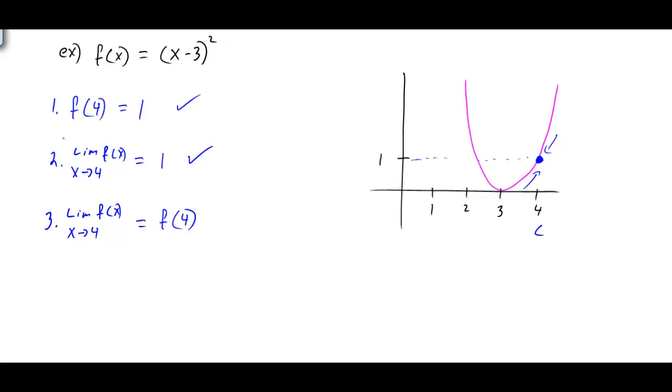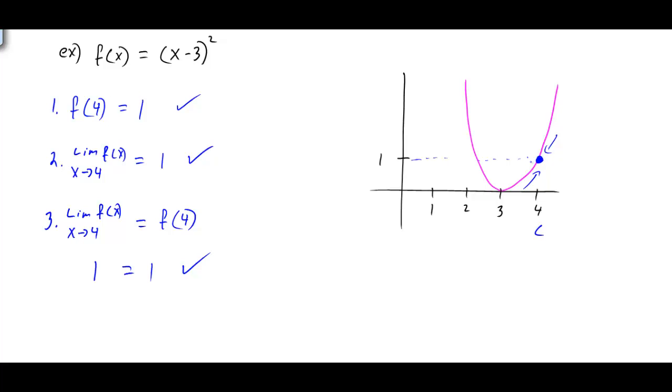Well, this is actually saying that conditions 1 and 2 are going to be equal, because from condition 2, the limit of our function as x approaches 4, we already know that is 1. And the function evaluated at 4 from condition 1 up here is equal to 1. So therefore, condition 3 is met. So that tells us that our graph is continuous at that point.